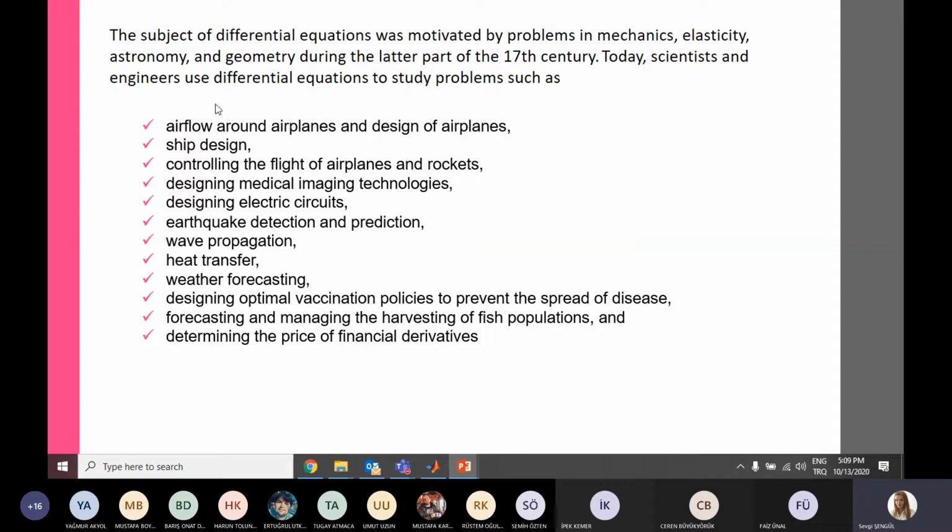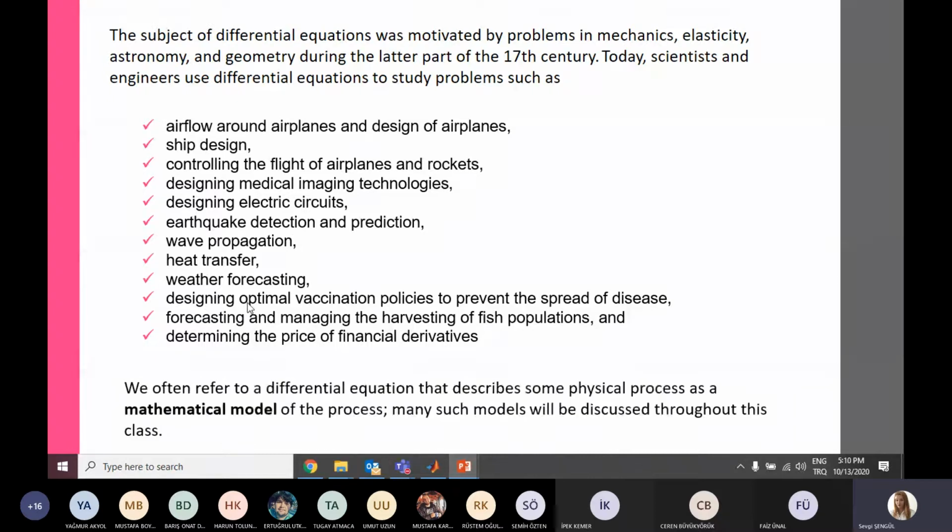And now they're used a lot in different areas like airflow around airplanes, design of airplanes, ship designs, controlling the flight of airplanes, designing medical imaging technologies, designing electric circuits, earthquake detection, wave propagation, and these are just some of the applications of differential equations, but there are also a bunch more. Forecasting, you can see also differential equations. So in each area of engineering, you can find a way differential equations are applied, okay?